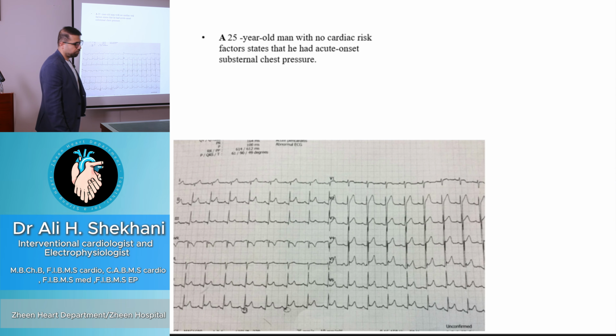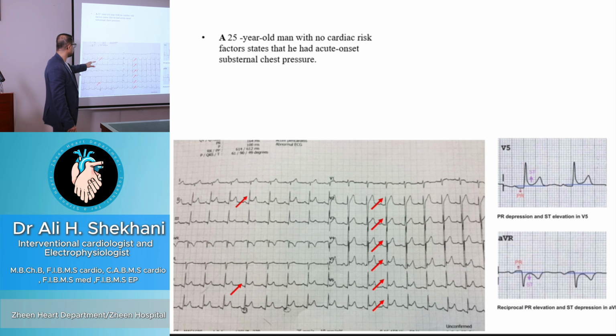This ECG was taken from a 25-year-old with no risk factors, presented with chest pain. If you look at this ECG, there is ST elevation, but it is diffuse ST elevation involving both inferior and anterior leads, which is unusual for myocardial infarction. Usually in myocardial infarction, the ST elevation is localized and associated with reciprocal changes.